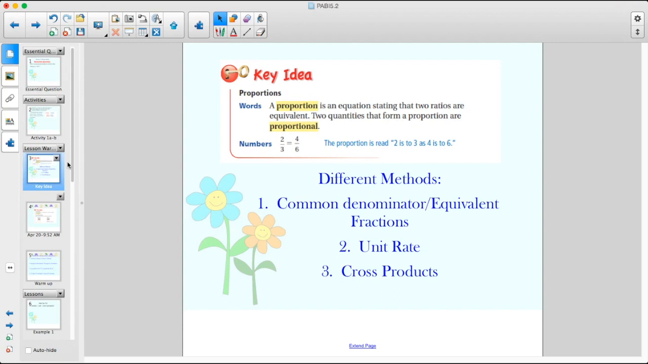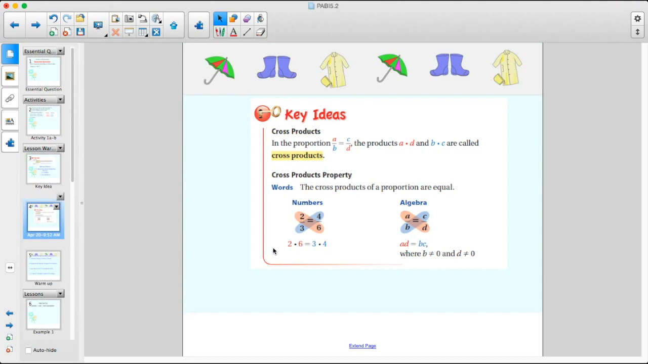The third method, and this is the method we're going to focus on because this is probably the new learning for you, would be using cross products. You probably have seen this in the past as the butterfly method. You're just multiplying on the diagonal. So A over B equals C over D. The cross products would be A times D, and then C times B. And you want to see, are the cross products equivalent? If the cross products of two ratios are equal, then it forms a proportion.